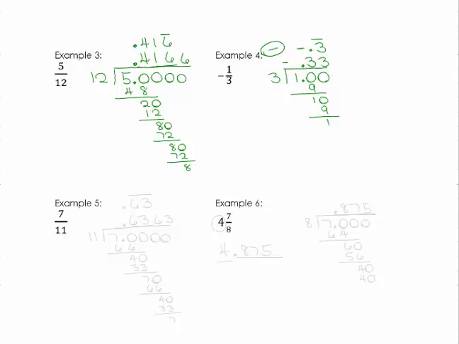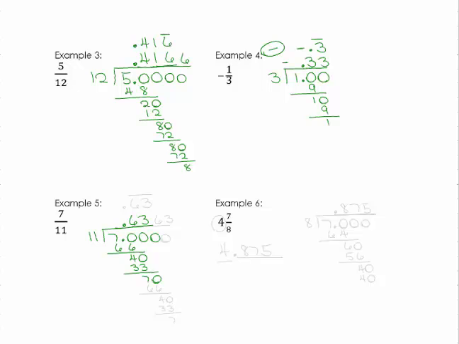Example 5, let's look at that and say the problem is 7 divided by 11. Put a decimal, add some zeros, place the decimal in the answer. 11 goes into 70 6 times. 6 times 11, 66, subtract. 4, bring down a 0. 11 goes into 40 3 times. 3 times 11 is 33. Subtract, bring down another 0.